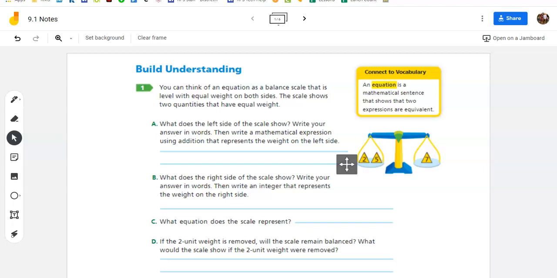We're in Module 9, Lesson 1. You can find this on page 274. This lesson is called Write Equations to Represent Situations. So we're going to need our reading skills on this one.